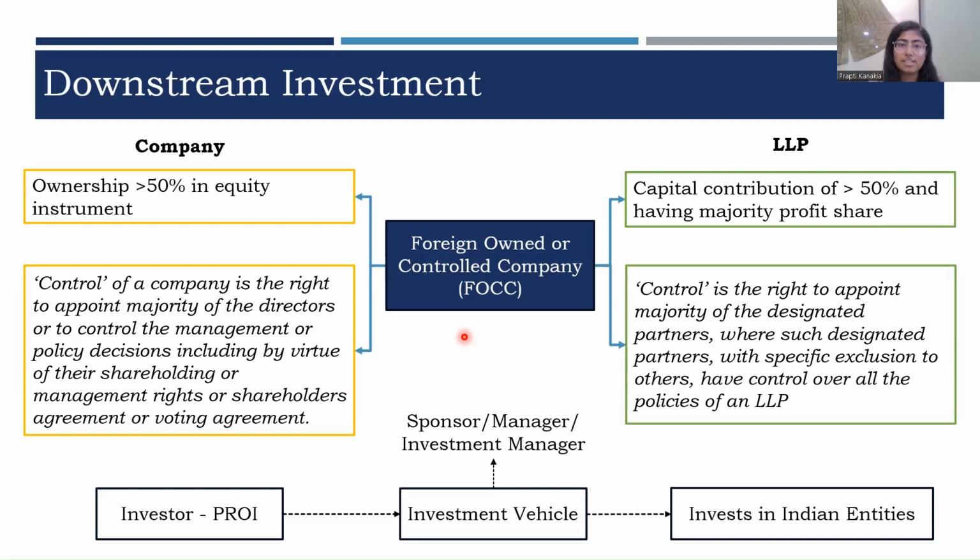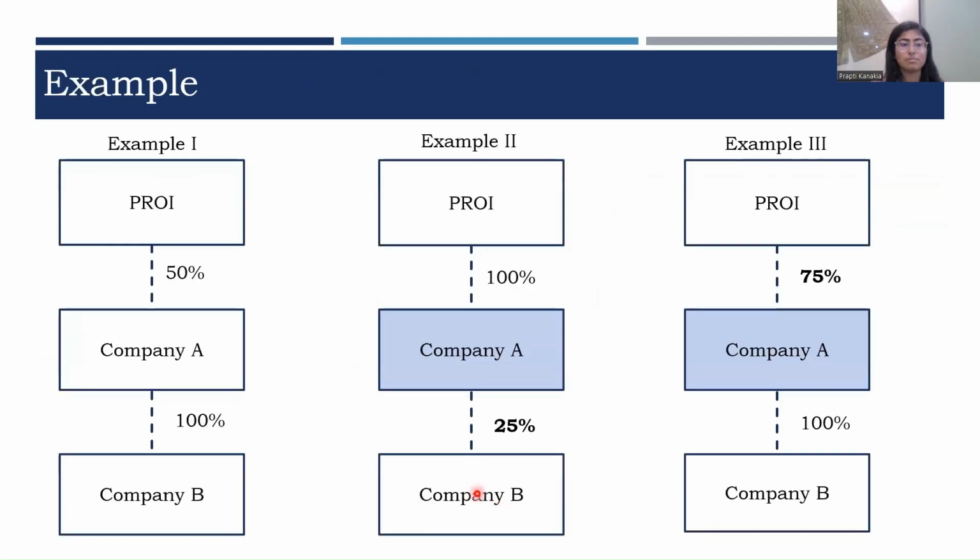Now, the question would arise that in case of a mutual fund or an alternative investment fund, if these funds are raising funds or issuing units to a foreign investor and investing these funds into another Indian companies or LLPs, will it be termed as downstream investment? Here, we will look at the sponsor or manager to identify downstream investment and not at the investor of the investment vehicle. So, if a sponsor or manager is an FOCC, the investment made by the investment vehicle will be termed as downstream investment. Now, let's understand how we will calculate the amount of indirect foreign investment through an example.